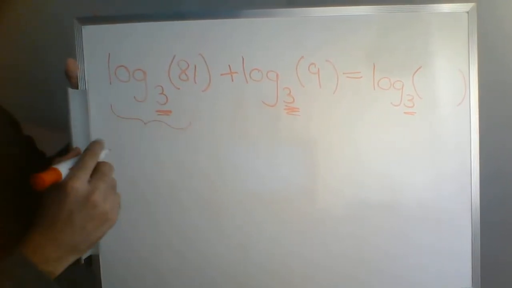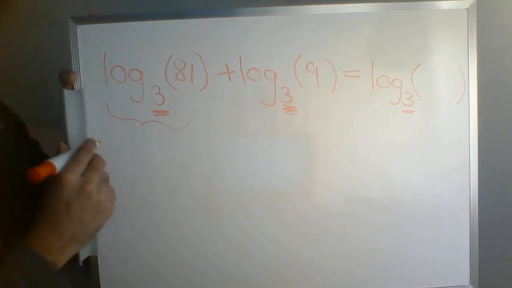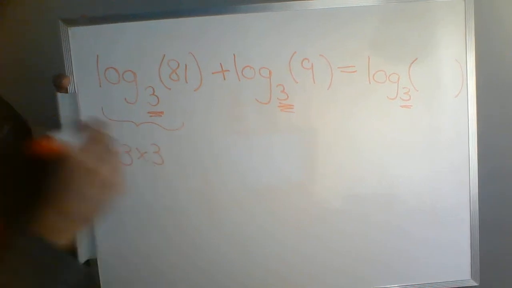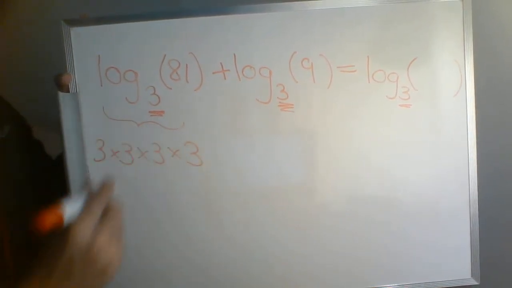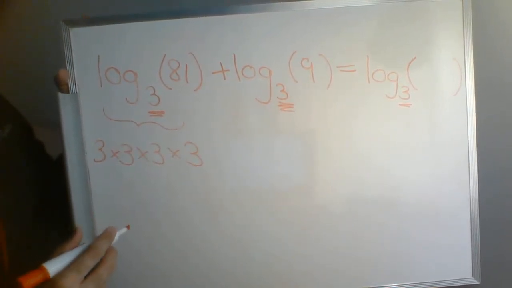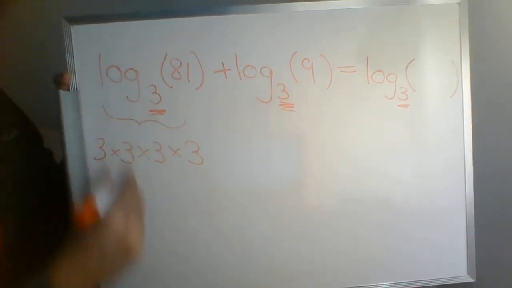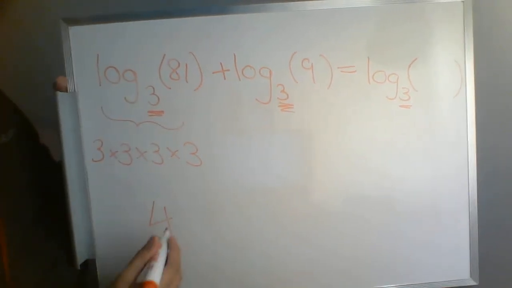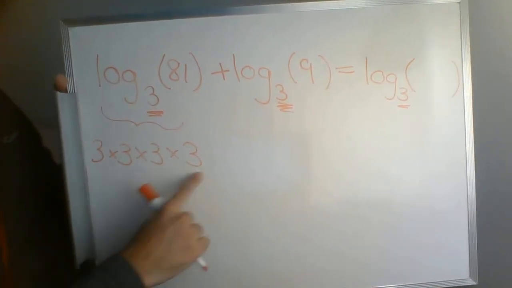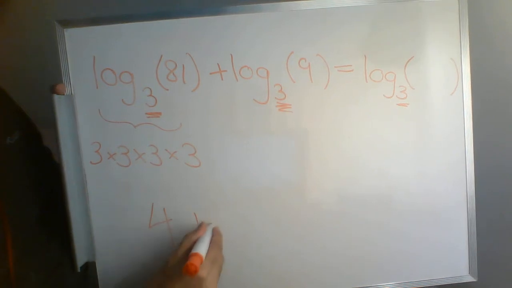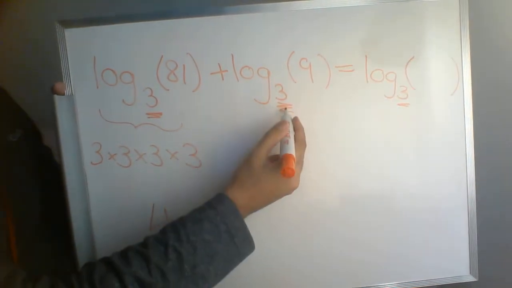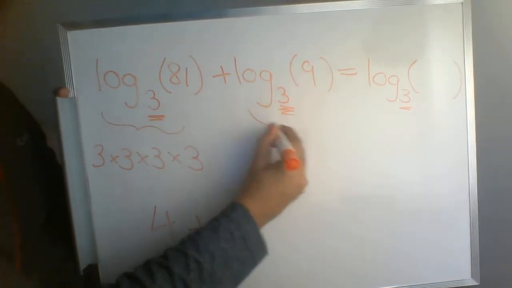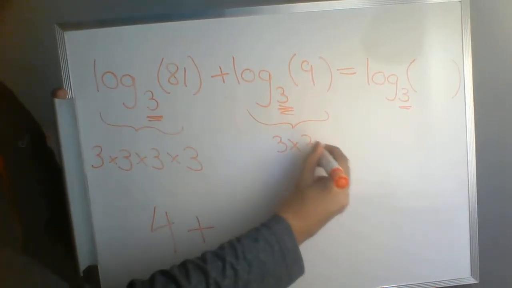The answer to this will be how many 3's we need to multiply to get to 81. Well, 3 times 3 is 9, times 3 is 27, times 3 is 81. So it's going to be 4 3's multiplied together that give us 81. So my answer to this first term, this first logarithm, is going to be 4, because that's how many 3's I had to multiply together to get to 81. Now for the second one, it's how many 3's do I have to multiply together to get to 9. Now if we just go ahead and do that, we'll get 3 times 3 equals 9.